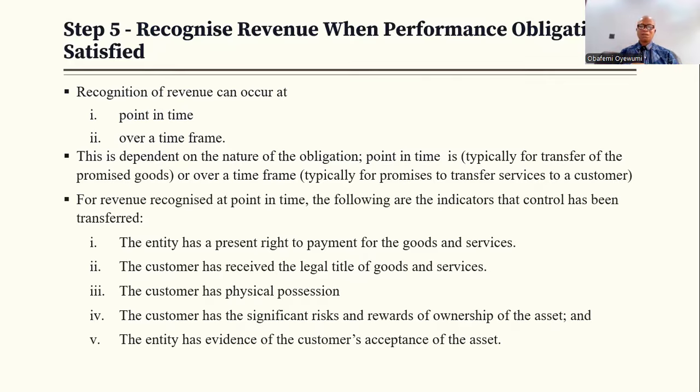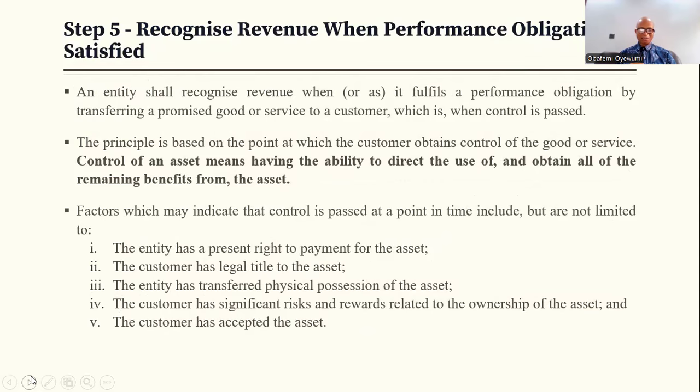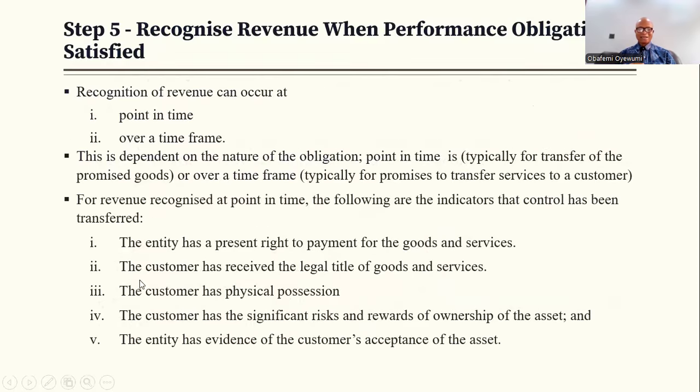So for revenue recognition at a point in time, the following are the indicators that control has been transferred. It's just a repeat of what we had earlier, so let's look at it for emphasis sake. The entity has the present right to payment for the goods. The customer has received legal title to the goods and services. The customer has physical possession.